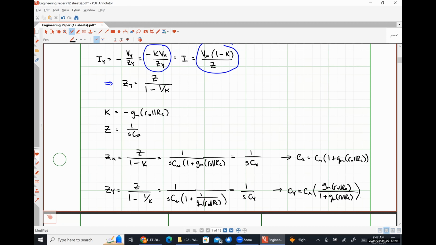Actually, it might be supposed to be the one on top. Sorry. Yeah, it should be the one on top. Let me put it up here. My apologies for that algebraic mistake, but it's all going to be effectively the same thing because 1 plus the magnitude of our gain divided by the magnitude of our gain, as long as our gain is large, is effectively just 1. So CY is effectively just going to be C mu.